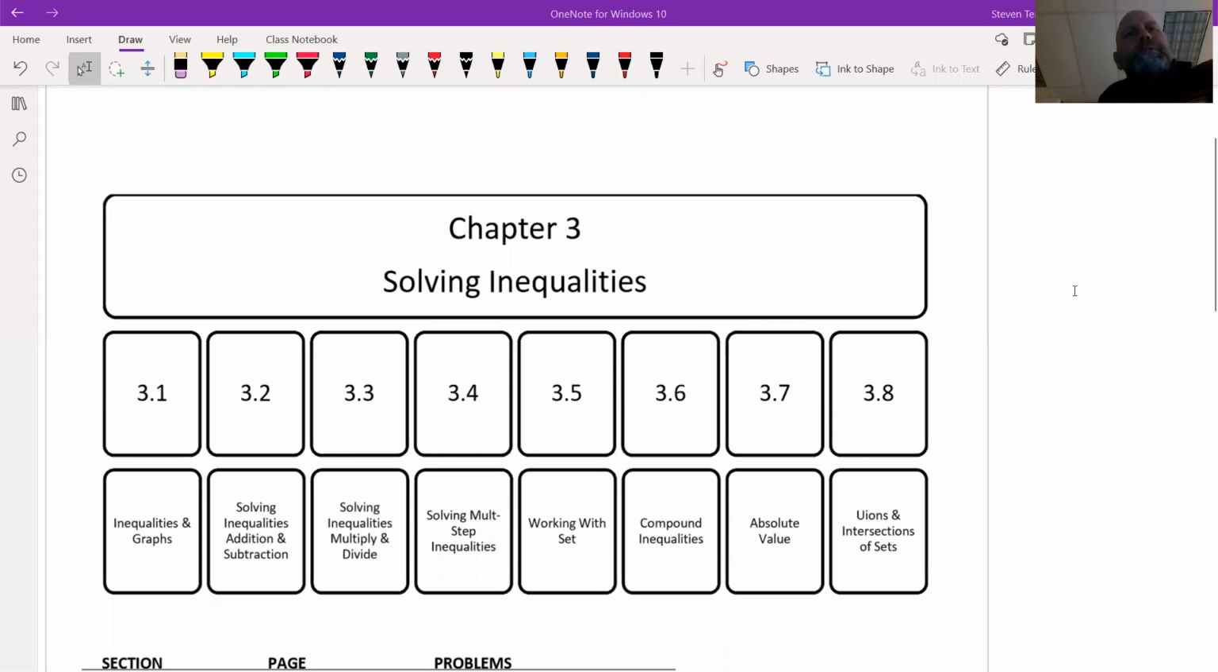Hello, algebra students. We are going into chapter 3. Chapter 3 is solving inequalities, and there are 8 total sections in here. Today, this tutorial is going to focus on the first one, just an introduction to what inequalities are and the graphs and what they look like. I'm going to go ahead and jump into our notes.